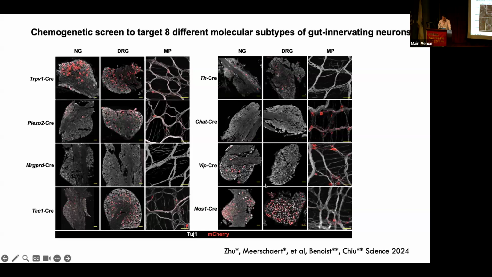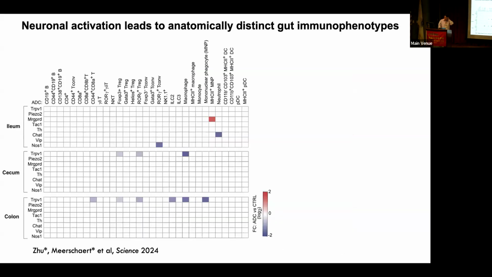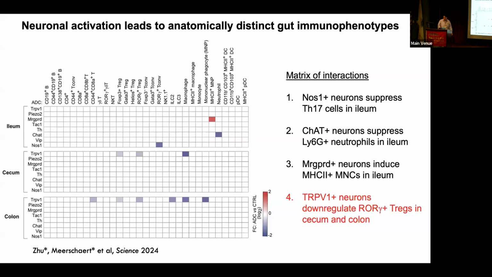Some are enteric neurons, so you can see they reside in the enteric nervous system. This is the gut enteric nervous system. Some reside in the nodose ganglia, which is in the vagus nerve that innervates the gut, and the DRGs, which mediate pain. We saw a lot of different results, and there's a matrix here which I won't get into in detail, but basically the point is that depending on the place in the gut we're looking at and the type of neuron we activate, there are different changes in different immune populations.